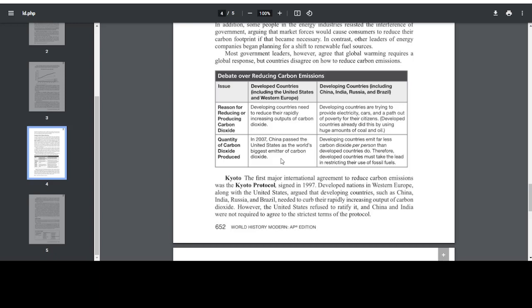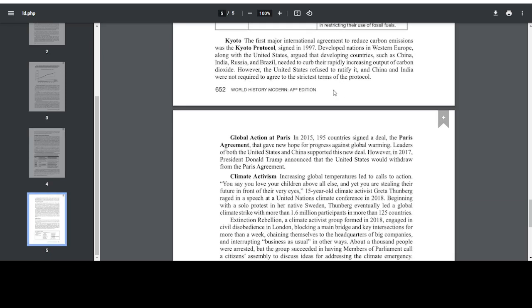In 2007, China passed the United States as the world's biggest emitter of carbon dioxide. However, looking at the other side, developing countries emit far less carbon dioxide per person than developed countries do. Therefore, developed countries must take the lead in restricting their use of fossil fuels.